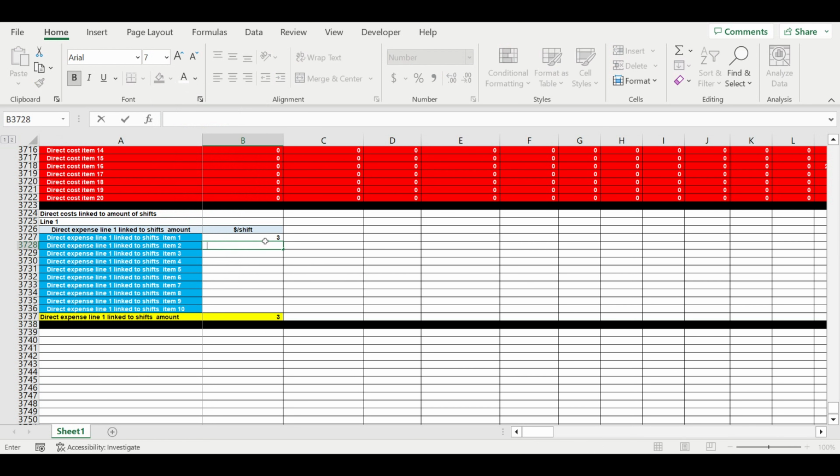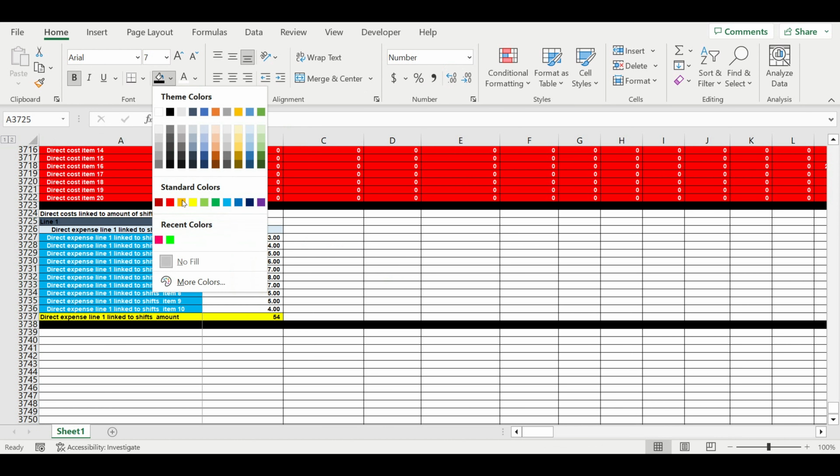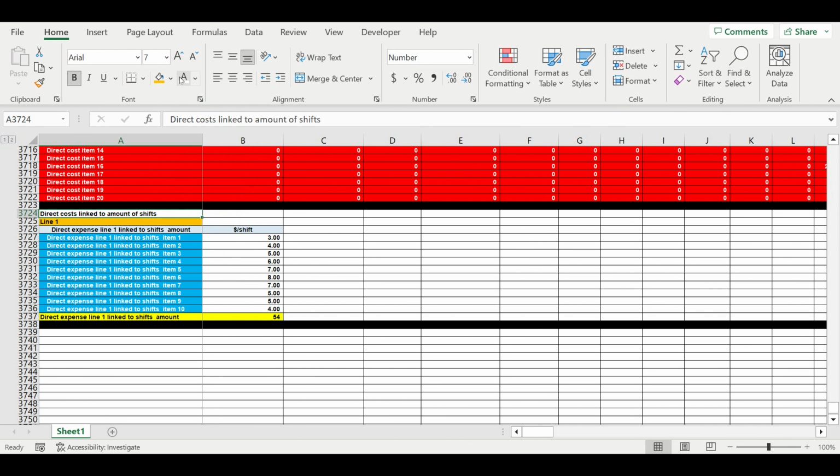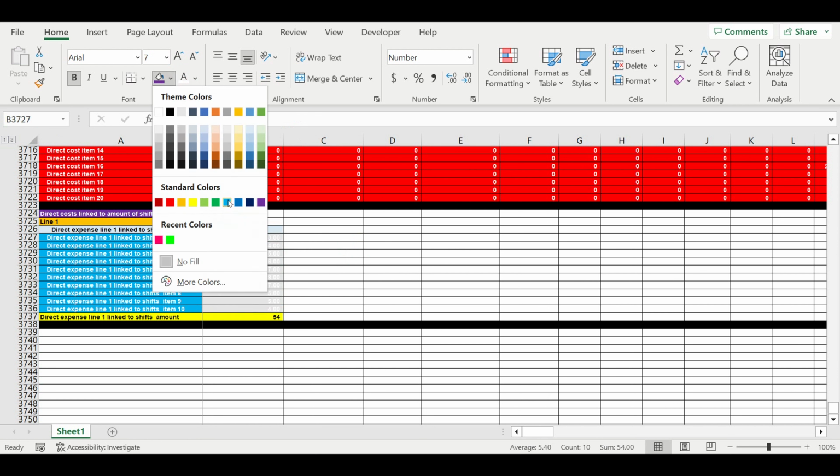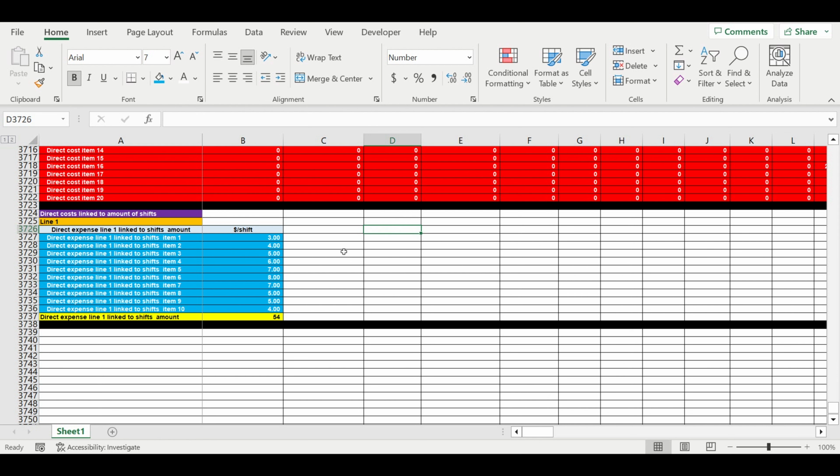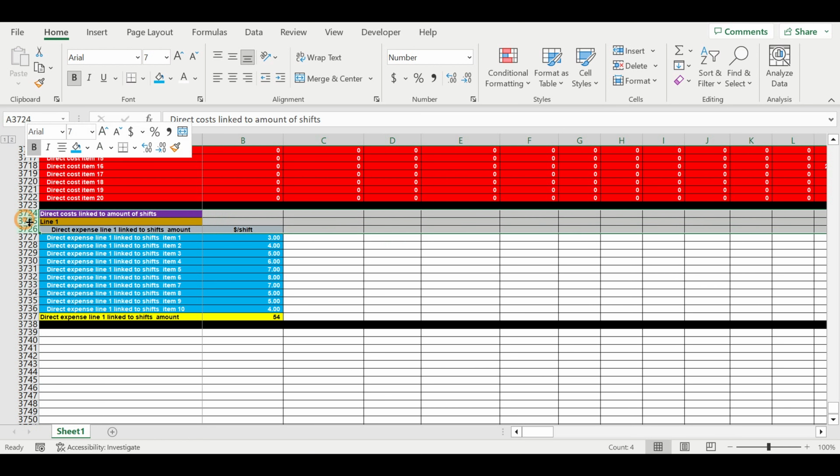So here I will be just placing some data, some inputs. So these are the inputs, so I'm coloring it with blue. Then direct costs, linked amount on shifts. Let's add some coefficients, maybe. Insert.